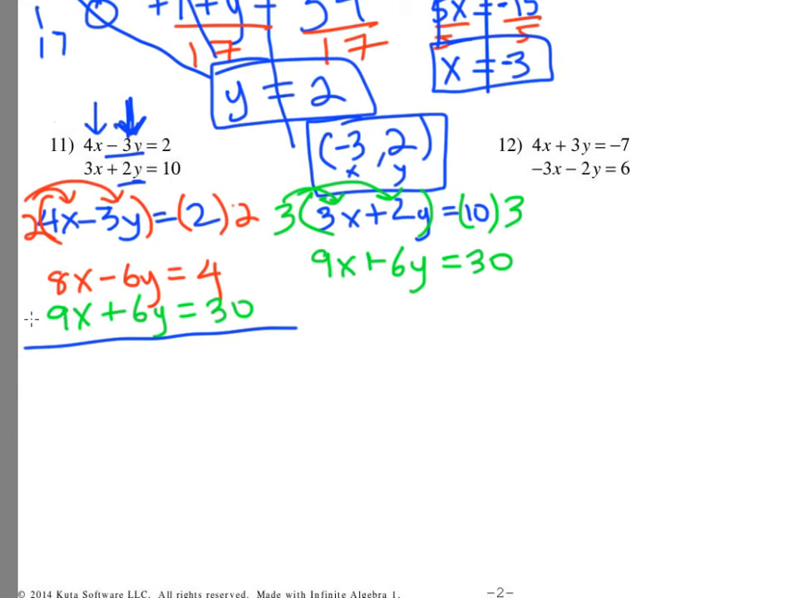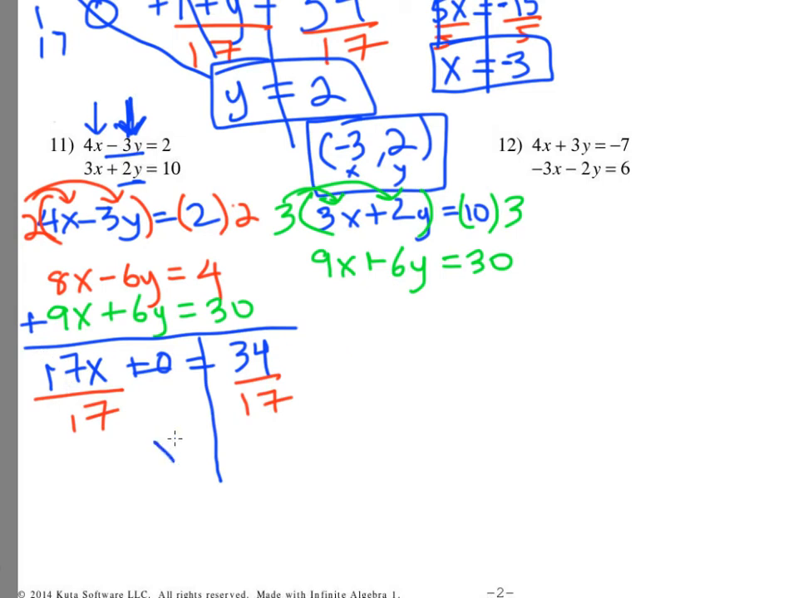So step 2, now we can finally add straight down because we got these opposites. So 9x plus 8x. 9 plus 8 is 17x. And of course this is a 0 pair, so you could put a 0 or just nothing. 30 plus 4, 34. Oh, cool. So this is exactly what we had before. 17x equals 34. We know if we divide both sides by 17, the 0 just kind of goes away.